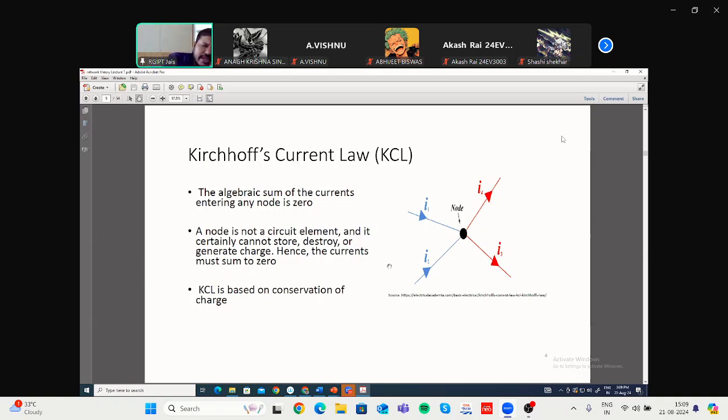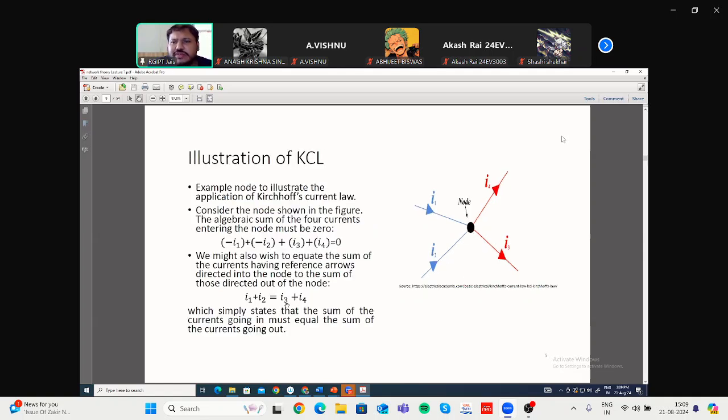Okay, so as a result, we have used some kind of a sign convention. So we have considered if a current is going into the node, we'll consider it as negative. If a current is going out of the node, we'll consider it as positive. Again, KCL is based on conservation of charge. A node cannot store any kind of a charge. It cannot destroy, it cannot add any charge. So whatever is coming in, that will go out.